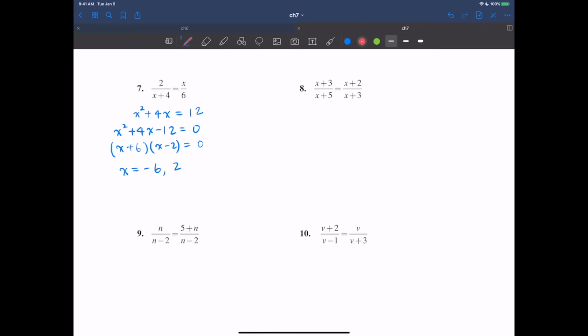Do we have any restrictions? Yes. We do have a variable part in the denominator, which is right here. X plus 4 cannot be 0, which indicates x cannot be negative 4. Our answer is totally fine.